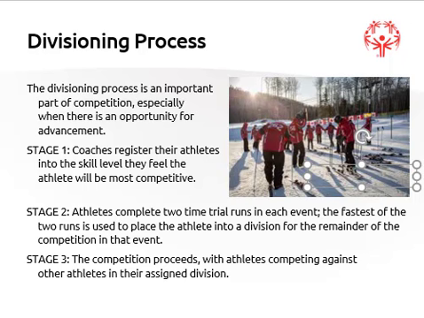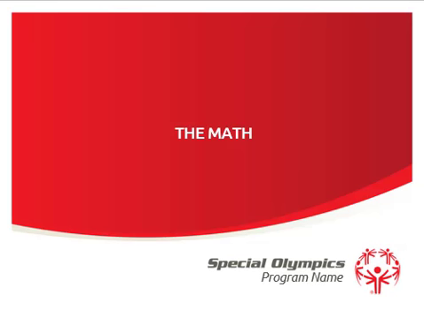The fastest of the 2 runs is used to place the athlete into the ability division for the remainder of the competition in that event. For Stage 3, the competition proceeds, with athletes competing against other athletes in their assigned division. Placements will be based on these divisions.